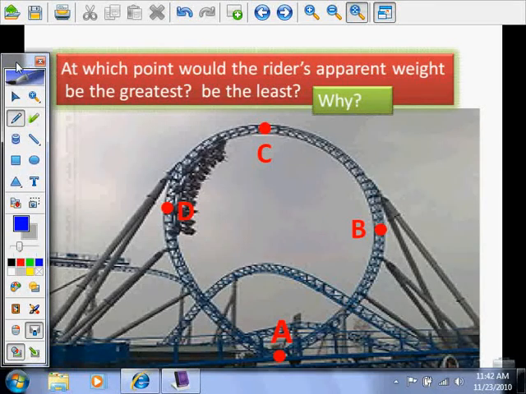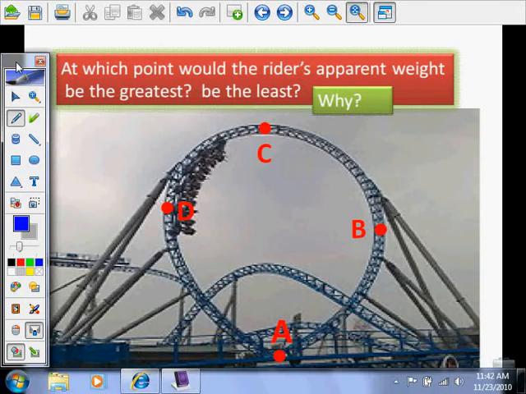At which point would the rider's apparent weight be the greatest, be the least? Point A, B, C, or D. Where would the apparent weight be the greatest? Hannah? At A. Correct. And where would it be the least? C. Correct, at C.